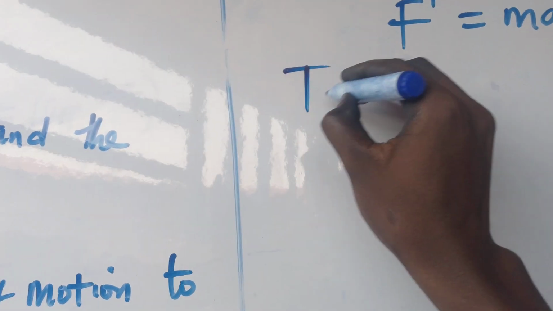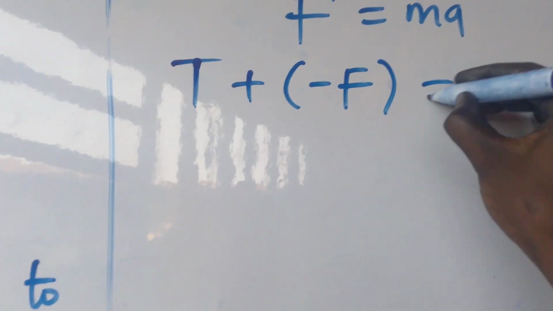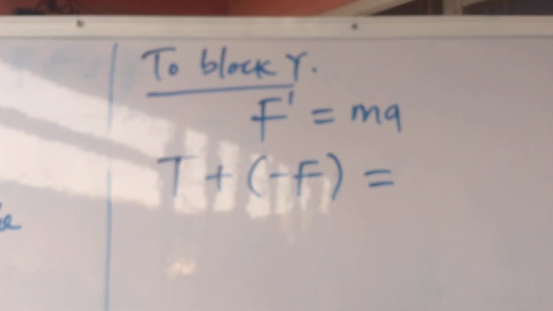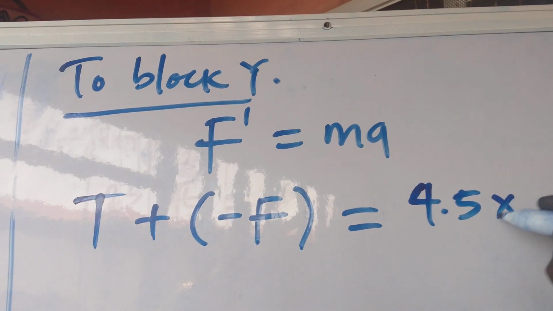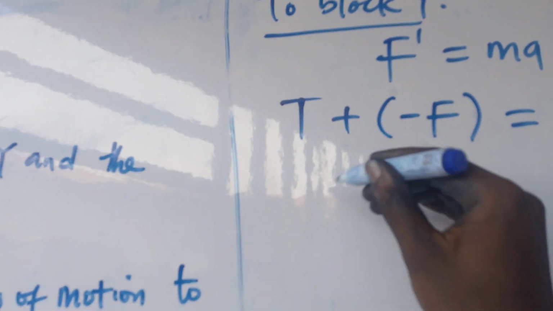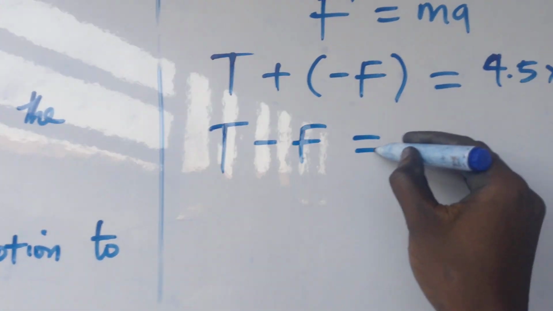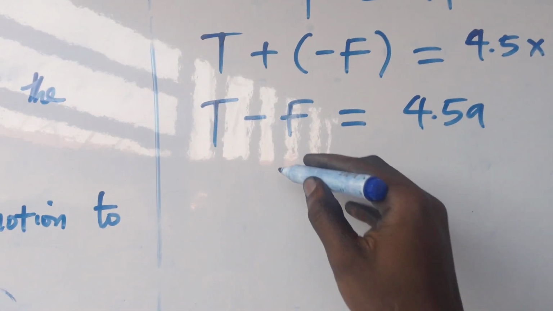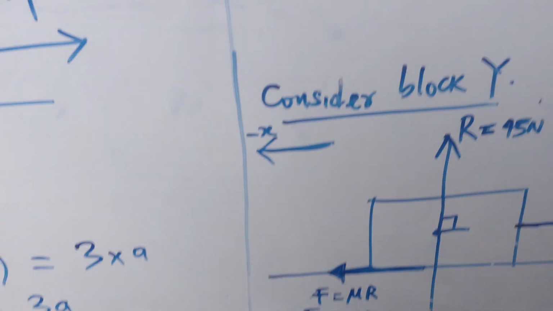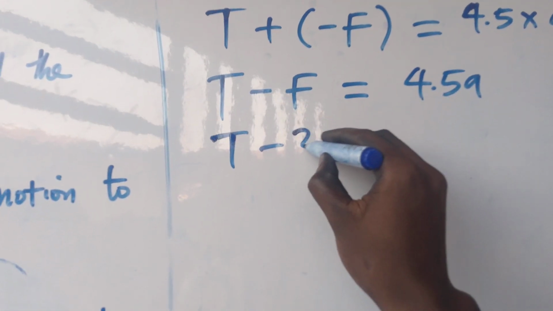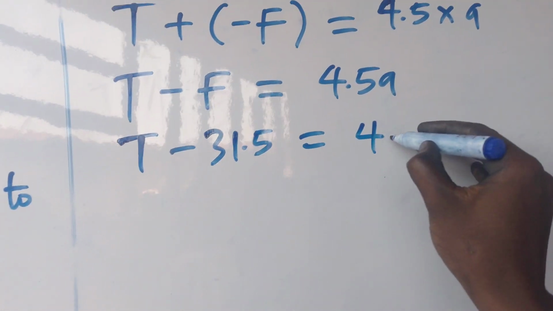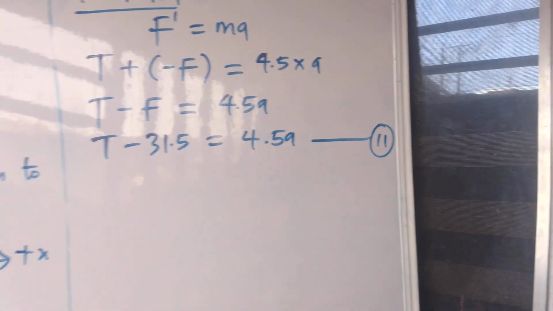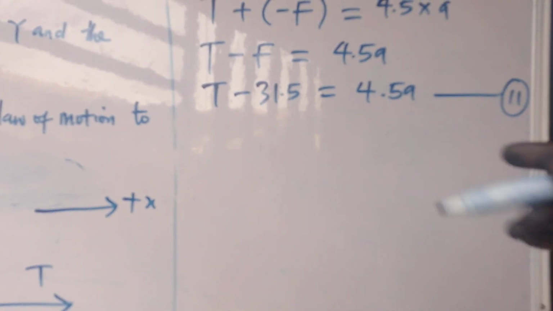So that is T plus open bracket minus F equals to the mass of the block Y. Mass of block Y is 4.5, times A. So plus times minus is minus. This is tension force minus friction is equals to 4.5A. So T minus the friction force, which is 31.5 Newton, T minus 31.5 is equals to 4.5A. Call this equation 2.